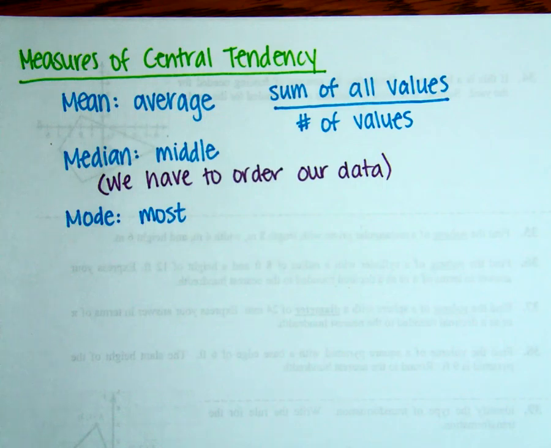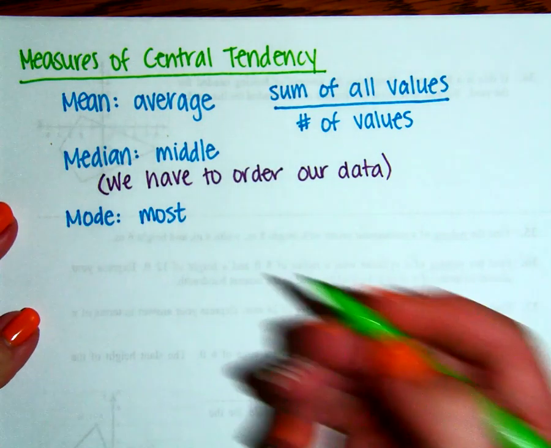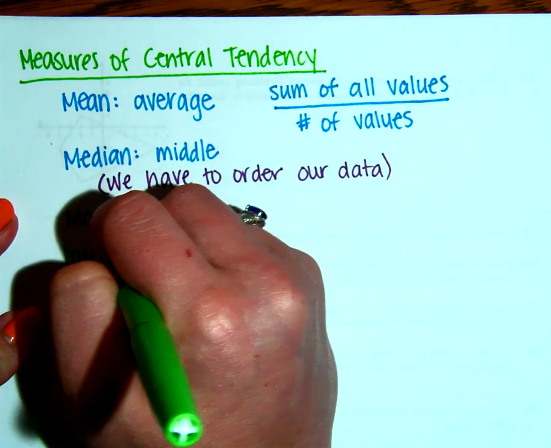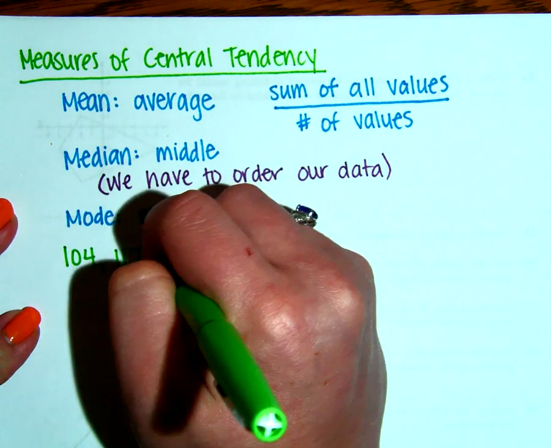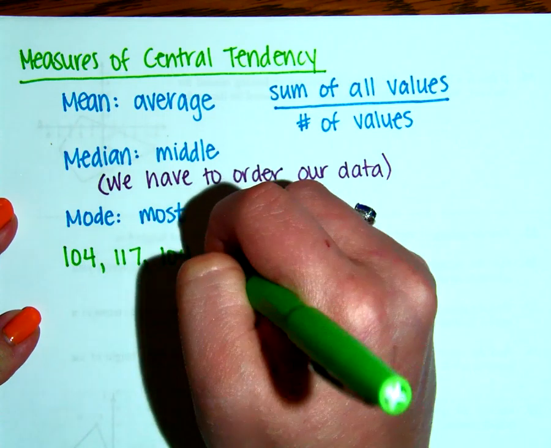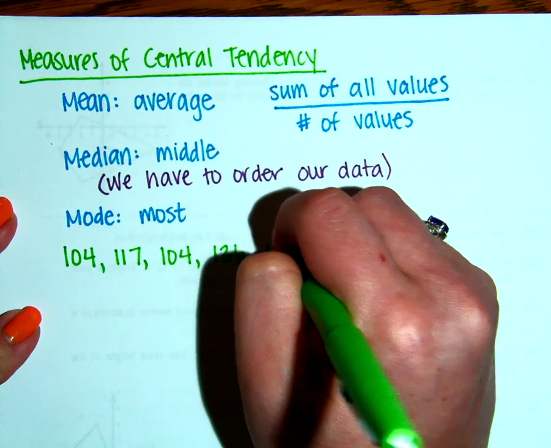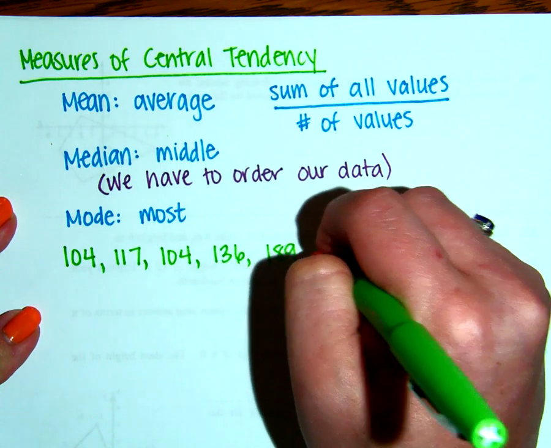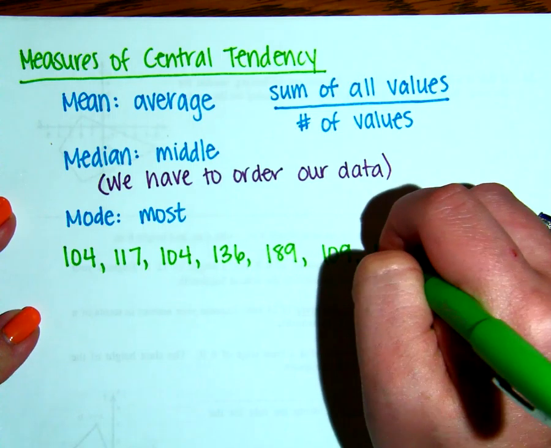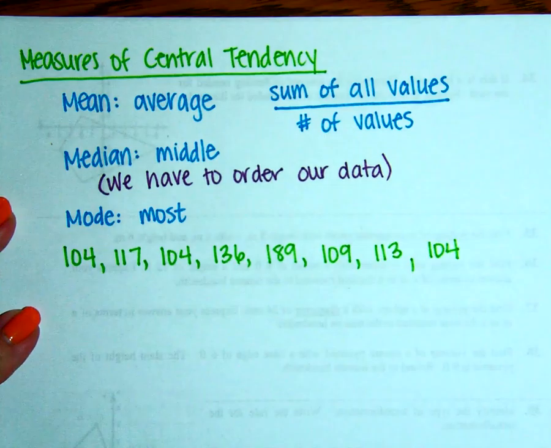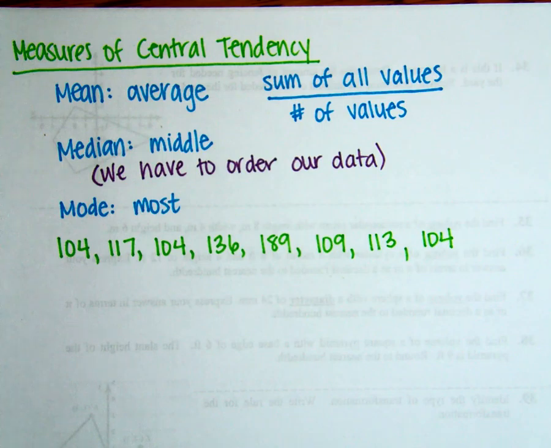So I'm going to write down some values here. These are bowling scores. And so we are going to find the mean, the median, and the mode of these bowling scores.